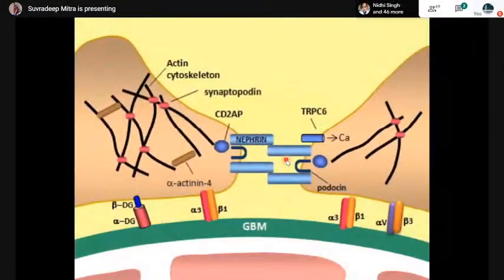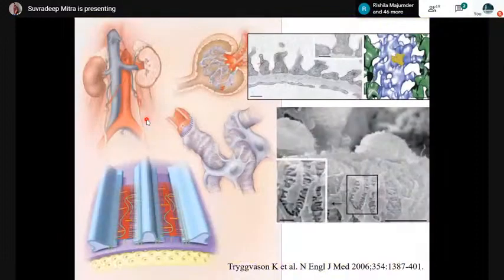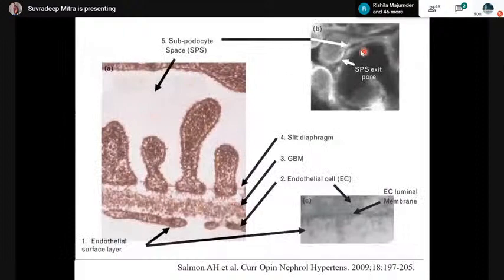Other than the filtration diaphragm, which looks like this, there are a lot of other molecules which maintain the integrity of the podocyte as well as the podocyte foot processes. So these proteins are also linked to the actin molecules. These are the actin molecules inside the foot processes. I already told you about the subpodocyte exit pores in one of the previous photos. This is the exit pore.